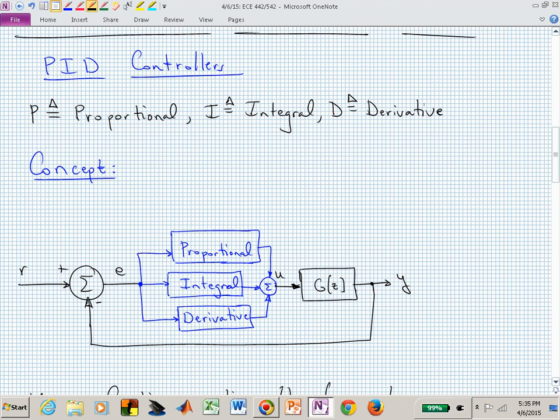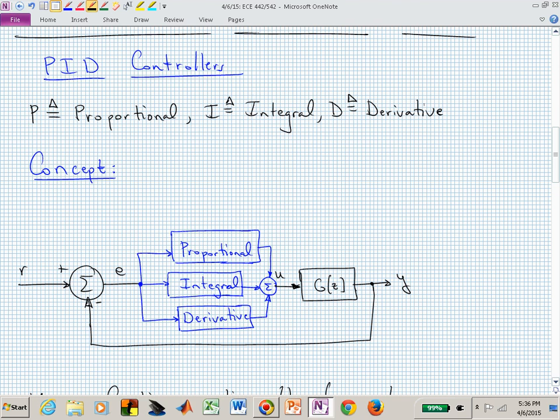U is made up of three different parts: a proportional part, an integral part, and a derivative part. The derivative part takes the derivative of that error signal. That gives you a way of forecasting or inferring where you're headed based on the derivative, the time rate of change of the error. You can say, oh, my error is sloping at this magnitude or at this value.